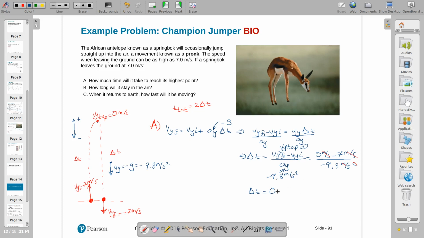0.71 seconds. So that's how much time it takes to reach the highest point. This highest point, often called H maximum. Let me show it on this side so we won't be making a big mess there.